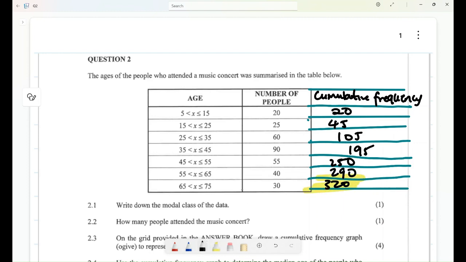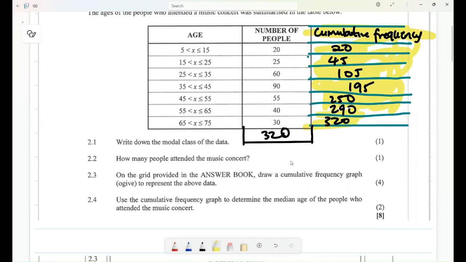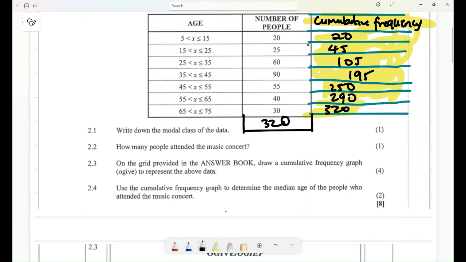Or you can also add the frequencies. You will see that the total in here is 320. But this data is very important when we have to draw. This information is going to be important when we draw. All right, this is the answer for this one, 320 people.